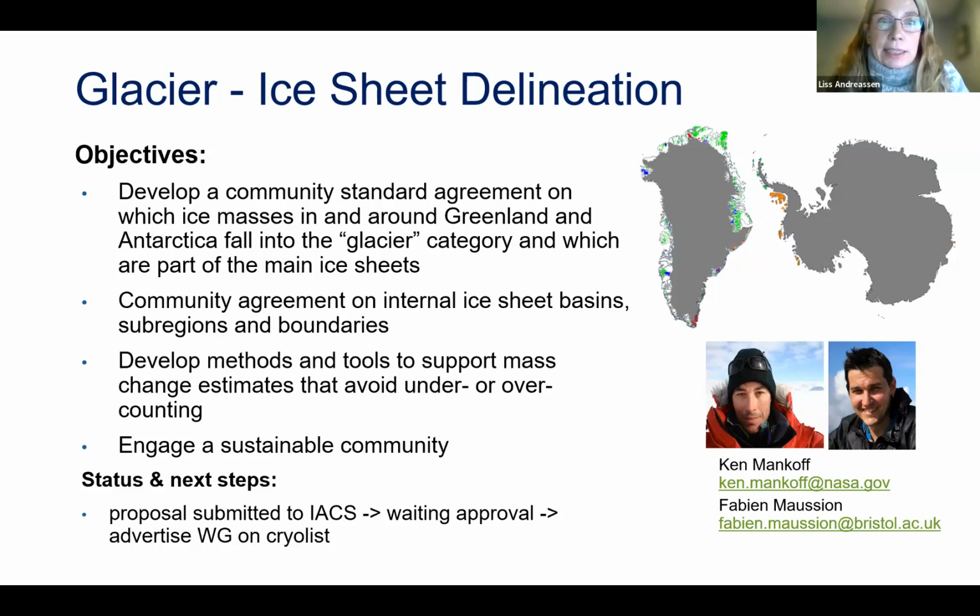So the glacier ice sheet delineation suggestion for a working group: they suggest to develop a community standard agreement on which ice masses in and around Greenland and Antarctica fall into the glacier category and which are part of the main ice sheets. And they want a community agreement on internal ice sheet basins, subregions and boundaries, and develop methods and tools to support mass change estimates that avoid under or overcounting. In the figure you can see overlapping parts that are double counted.